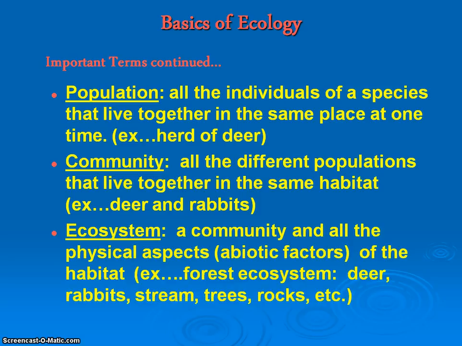And then you take that community, all the living organisms that make up the different populations, and you add in the abiotic factors, those physical, non-living parts of the community, like the water systems, the water supplies, the rocks and soil, the temperature, the weather conditions, the climate. You put all that together and you get an ecosystem.